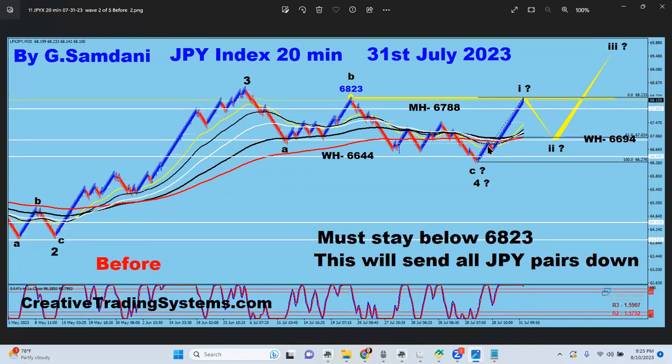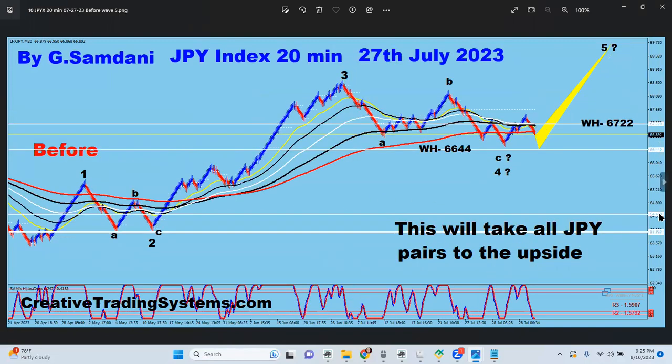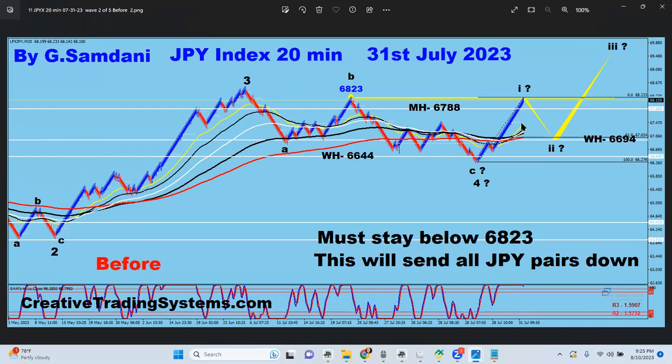This is what happened. From 66.44, it came down exactly, and then it went up, all the way here. That means what I said in the previous chart, that all yen pairs should be going to the upside, was right. Now here, since I'm showing that it's going to drop, I said all yen pairs are going to go down, right? And they did.